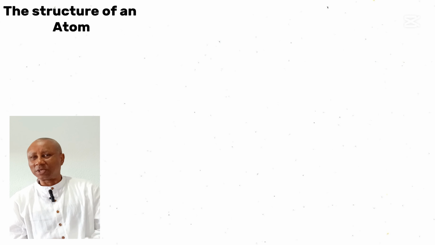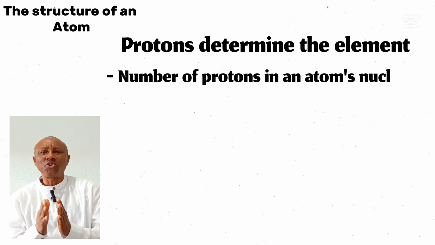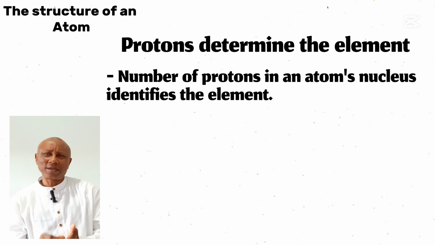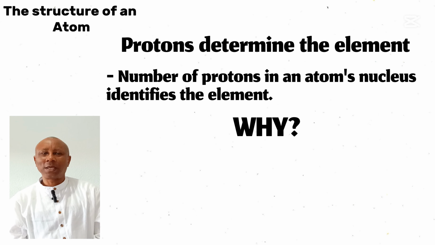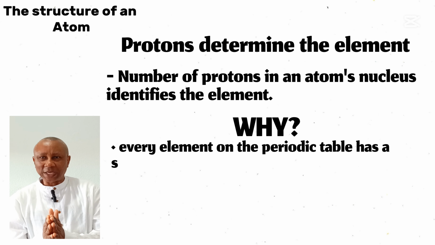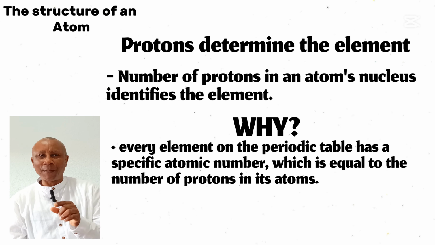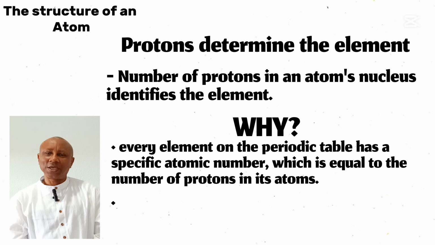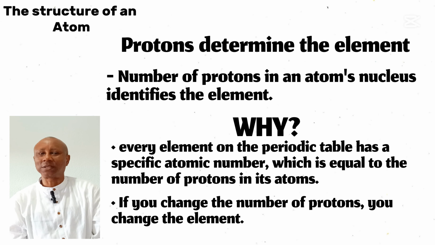And I said earlier on that protons determine the element. What's the meaning of that? It means that the number of protons in an atom's nucleus uniquely identifies that element. Why? Every element on the periodic table has a specific atomic number, which is the number of protons of the atom of that element. If you change the number of protons, you change the element.